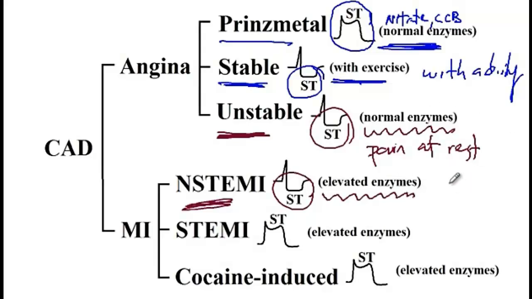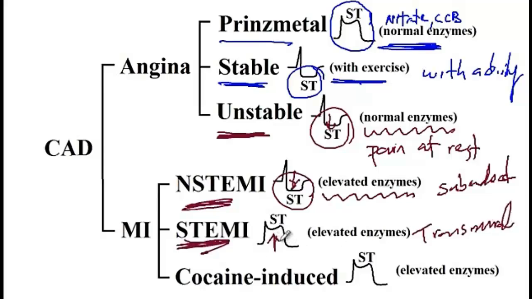Both of these conditions cause the subendocardial infarction, as a consequence of which there is an ST depression, while patients with STEMI have the transmural infarction, where there would be an ST elevation and elevated cardiac enzymes. And then finally, cocaine-induced myocardial infarction causes similar symptoms to STEMI, elevated ST, as well as elevated cardiac enzymes.